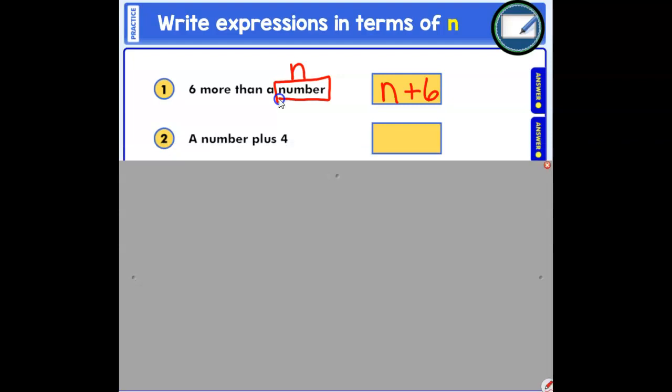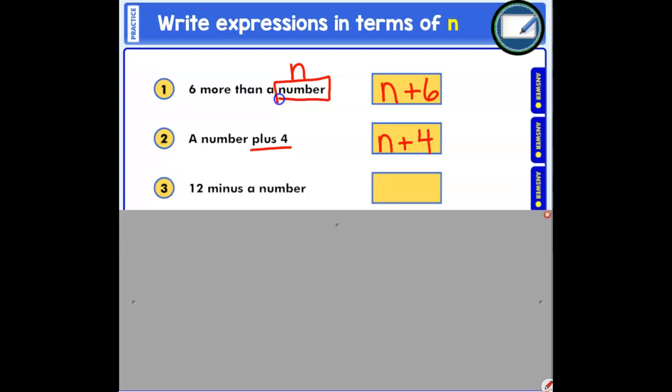Next one, a number plus 4. How would you write that as an expression? Go ahead and write it. Again, N is going to stand for number. That's my variable. Plus 4. Next one, write it down. 12 minus a number. So now I start with 12 and then subtract or minus that number.